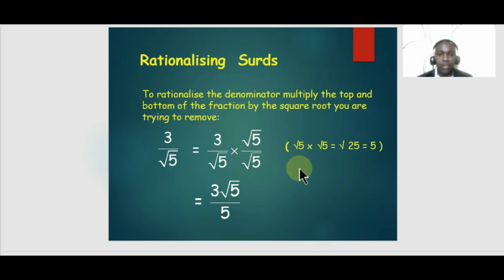We have seen in our previous example that root of 5 times root of 5 will give us 5. That is the second rule of surds. Root of a times root of a will give us a. So this one, 3 times root of 5 will give us 3 root 5. Then root 5 times root 5 will give us 5.